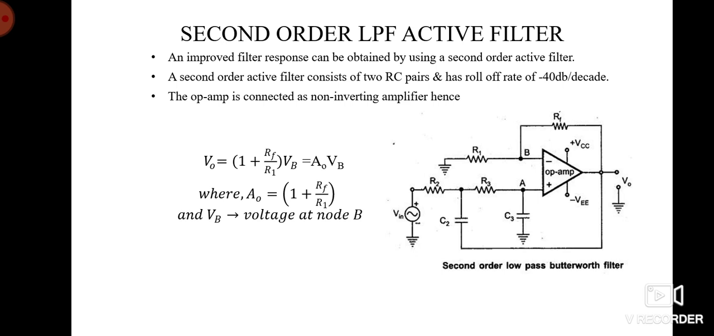For simplification purposes, we are just taking the general second order filter. In the general second order filter, we apply Kirchhoff current law at node A. We get this equation: (Vi minus Va) into Z1 plus (V naught minus Va) into Z3 plus (Vb minus Va) into Z2 equal to 0.